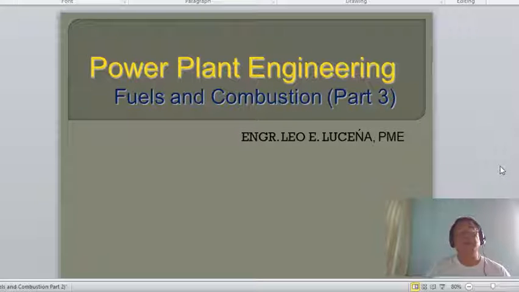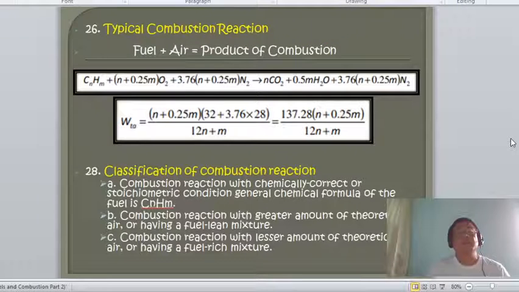Let us now come to the third part of the presentation in fuels and combustion. So this is now the typical combustion reaction. Basically, fuel needs air in order for the fuel to ignite. So fuel plus air is equal to the product of combustion.